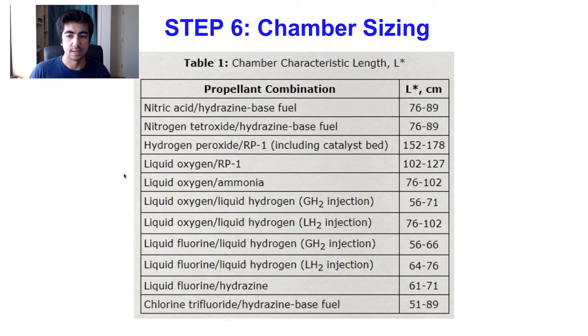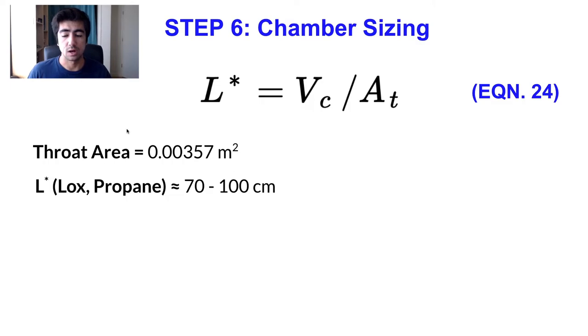You can see in a table like this that for different propellant combinations, it has been determined what this characteristic length should be. This length is based on what the size of the chamber should be in order for complete combustion to occur. People have tried different combustion chamber sizes or characteristic lengths. It all comes down to this number, because you could have a different cross-sectional area for the same volume, and that will change the length. Depending on your combination, you want to look up the nominal value. For LOX propane, it is between 70 and 100 centimeters.